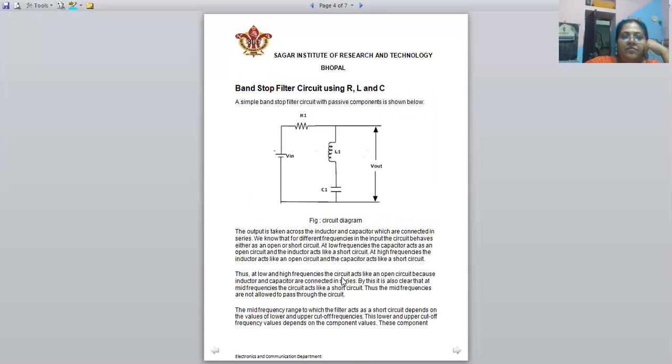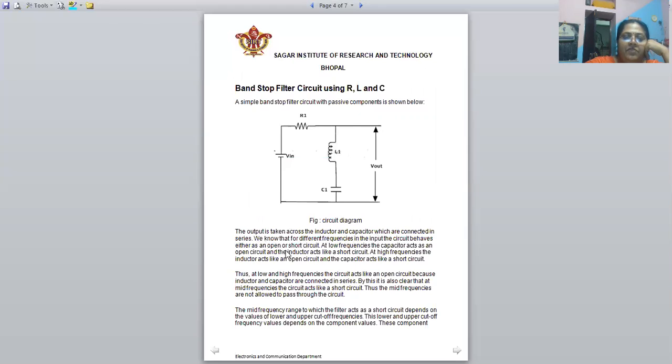Now the band stop filter, which consists of R, L and C, we have made with the help of a resistance, an inductor and a capacitor. The output is taken across the inductor and the capacitor, which are connected in series.